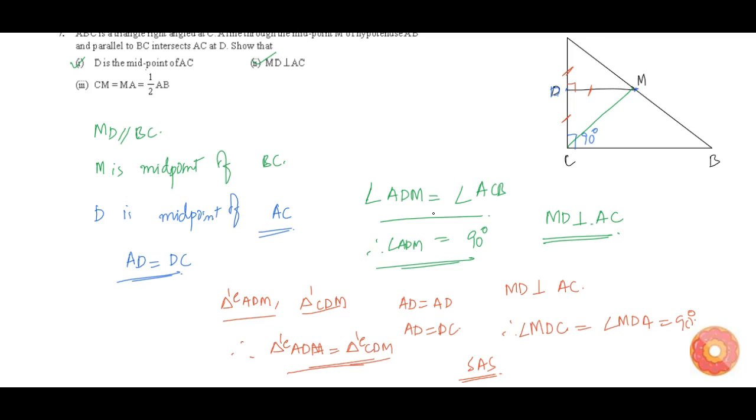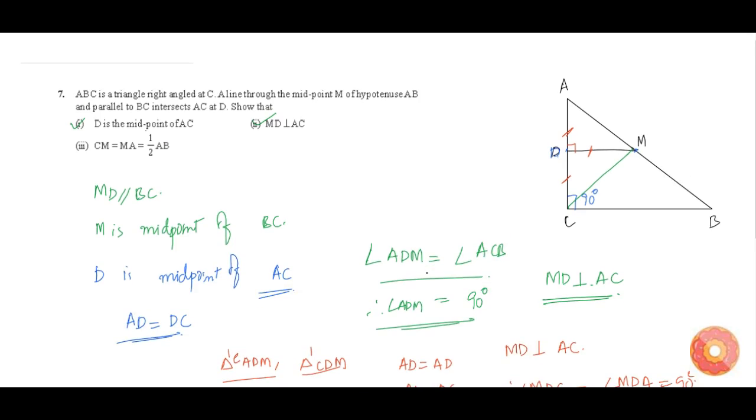If these two triangles are congruent, what can we say? Corresponding sides must be equal, right? Which means AM must be equal to CM. Therefore, AM is equal to CM, right? Now AM is equal to CM, and we also know that AM is equal to half of AB, since M is the midpoint of AB. Therefore, this is our answer.